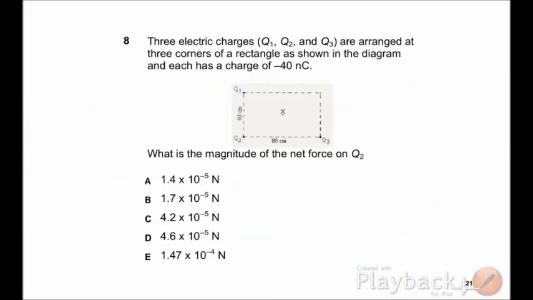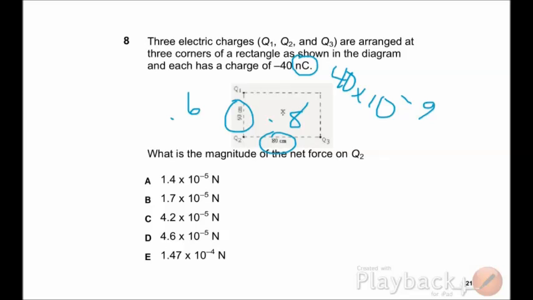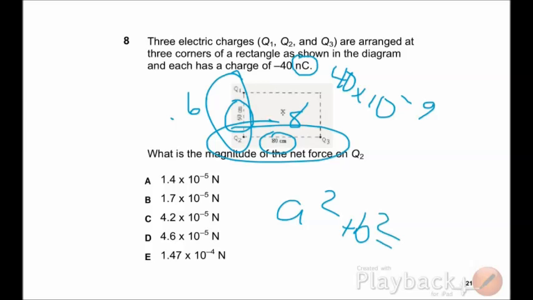This is an example of where you would have numbers. Just keep in mind this nanocoulombs means 10 to the negative 9th. So that's 40 times 10 to the negative 9th. And these are centimeters, so that's 0.6 and that's 0.8. And you would just basically find the force between these two, the force between these two, and do a squared plus b squared equals c squared.